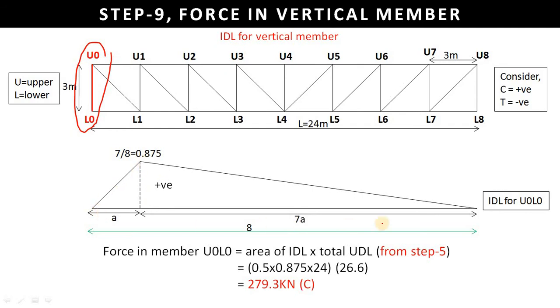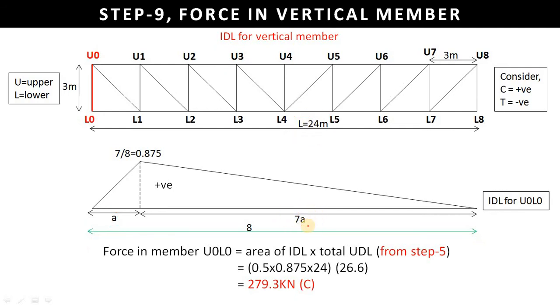Now we will plot one triangle, in which we will find the height. So in the vertical member we will not find the height by using that particular equation. We will find the height by using the number of panels. We have already seen that in the truss there are 8 panels, each panel is of 3 meter, so the total length will be 24 meter. So here you can see there will be one panel, and the remaining will be 8 minus 1, which is 7 panels.